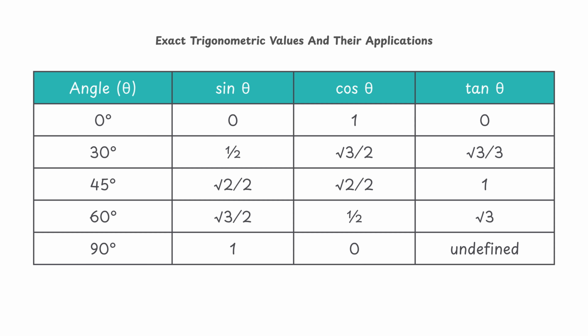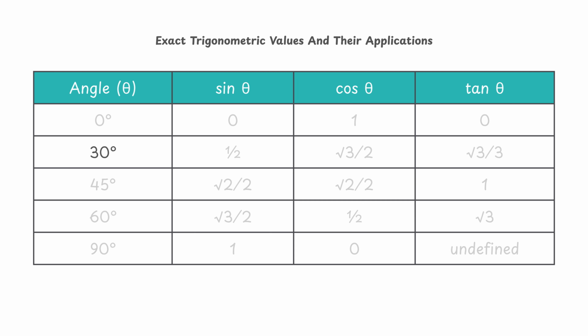Let's now look at this table and connect it to the triangles we just learned. This table shows the exact values of sine, cosine, and tangent for some very important angles. These angles are 0 degrees, 30 degrees, 45 degrees, 60 degrees, and 90 degrees. Now let's go through them slowly, row by row, so you can really understand the pattern. First, 0 degrees. Sine of 0 degrees equals 0. Cosine of 0 degrees equals 1. Tangent of 0 degrees equals 0.